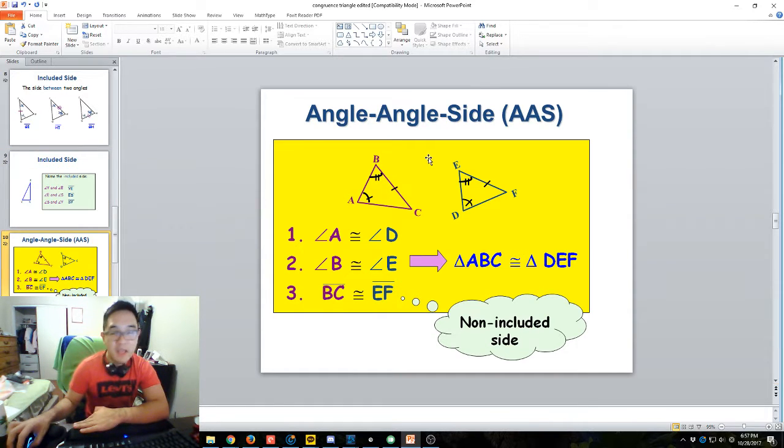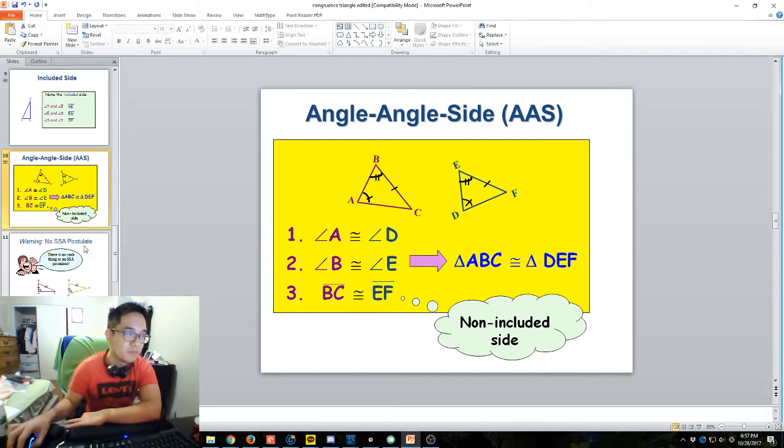Third, you have angle angle side, in which you have a side, but the side is not between the two angles. So it's not an included side. As you can see here, if you read clockwise, angle, angle, side. This one also angle, angle, side. That's all there is to talk about angle, angle, side, or sometimes known as side angle angle.